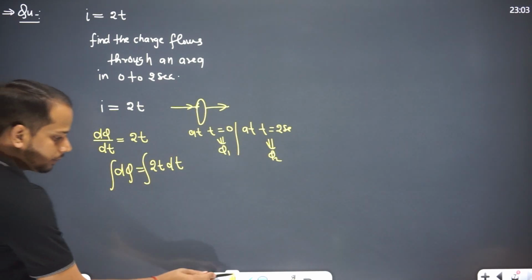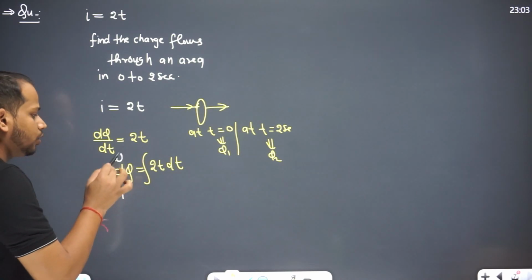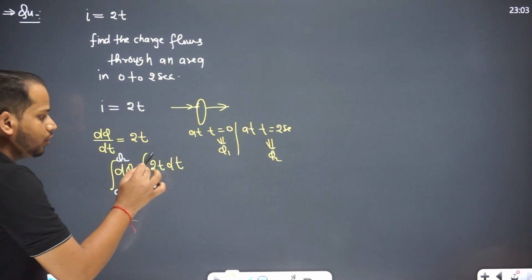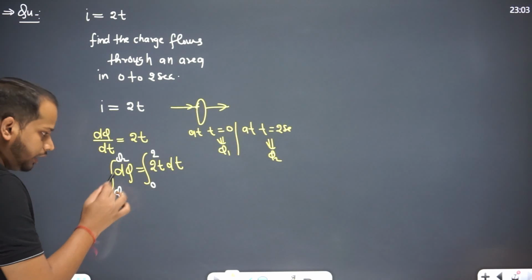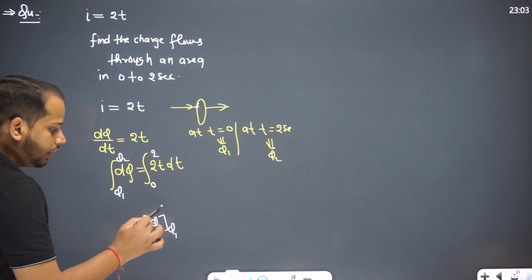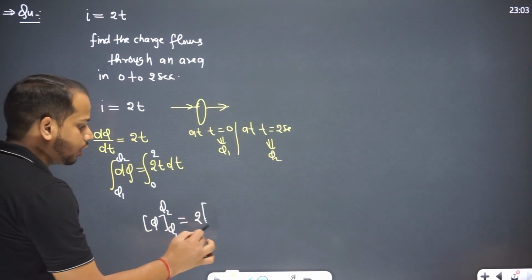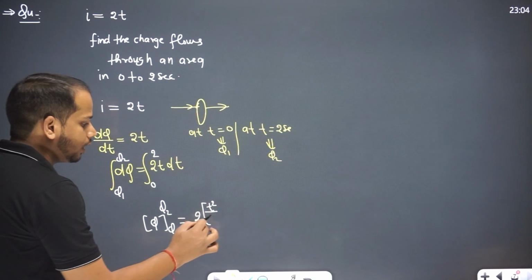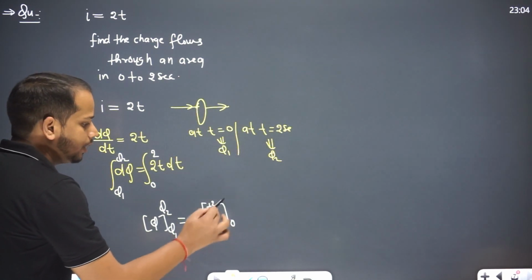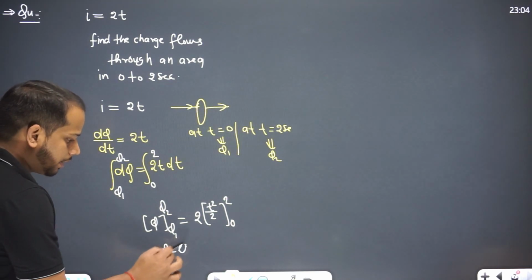Let's integrate it. When we integrate, we can say it's q1 to q2, and this is 0 to 2. So what's the result? Integration of dq is q, and the limit is q1 to q2. Take the constant outside. This is t square by 2, and the limit is 0 to 2. This is q2 minus q1.